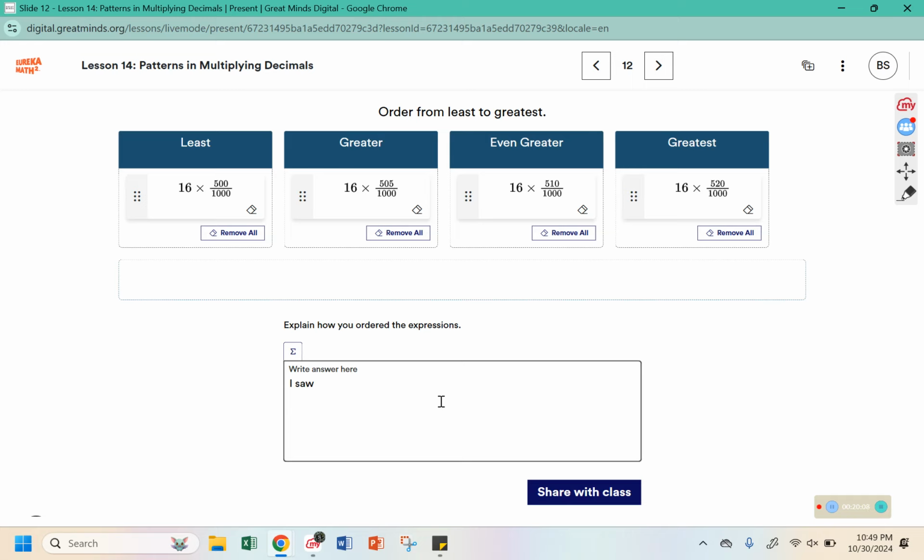Explain how you ordered the expressions. I saw all of them were multiplied by 16, so I just looked at the fraction, or the fraction factor. All of the fractions had the same denominator, so I was able to compare the tops, or the numerators.